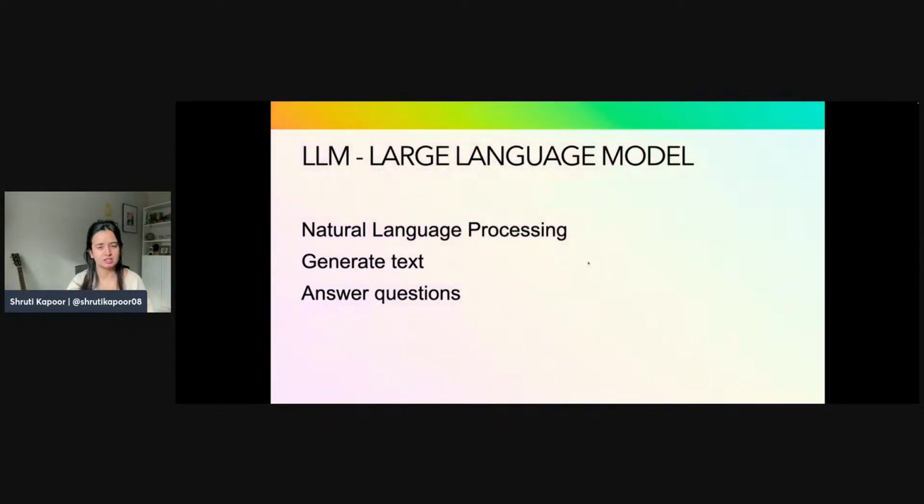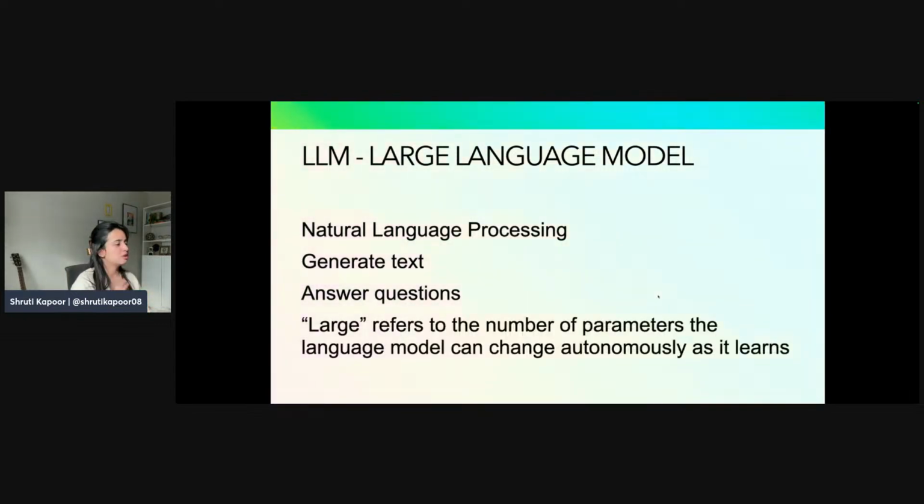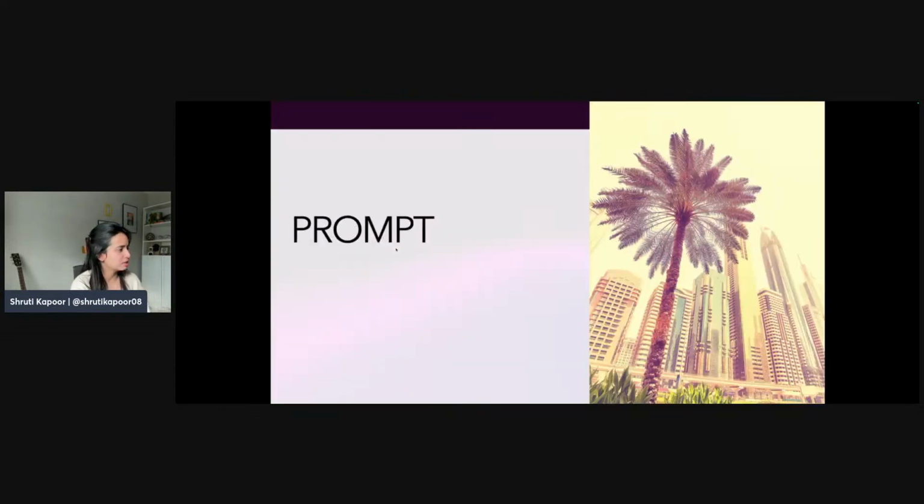Also, generating text and answering questions. This is what we use ChatGPT for, so you might be pretty familiar with that. Answering questions such as, what is the biggest country in the world? What is the biggest economy? That kind of stuff. The LLM is what gives you back those answers. So large in LLM refers to the number of parameters that the language model has been trained on and can learn. So that's what a large language model is.